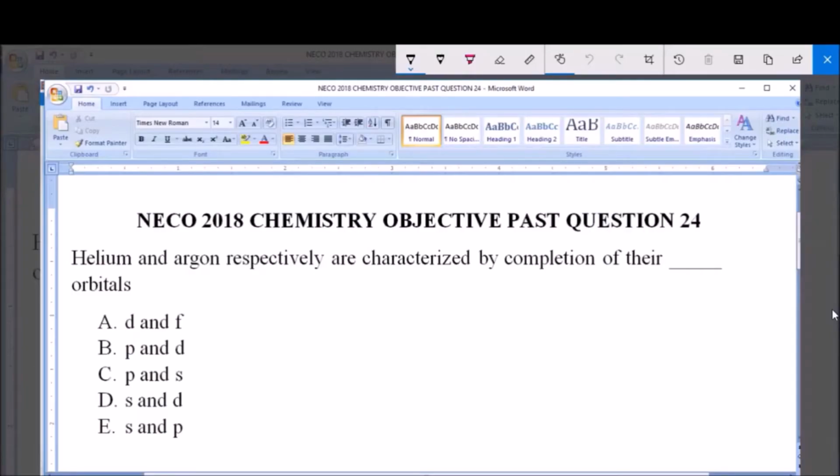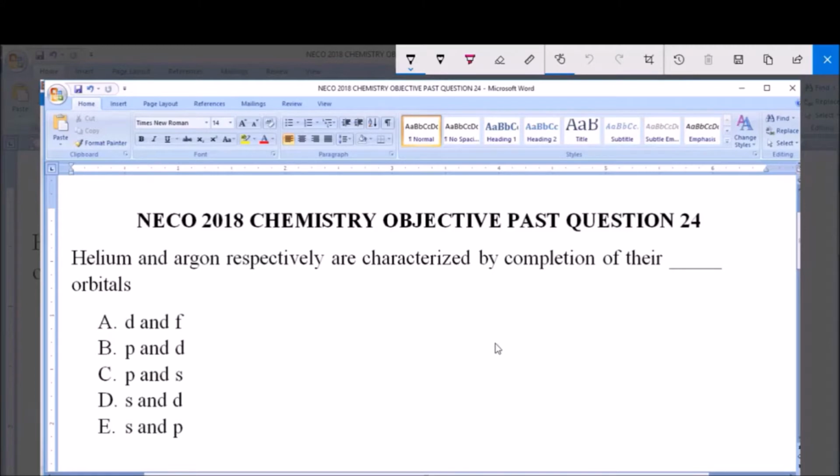I will be answering NECO 2018 Chemistry Objective Past Question 24. Helium and argon respectively are characterized by completion of their dash orbitals: A, D and F; B, P and D; C, P and S; D, S and D; and E, S and P.